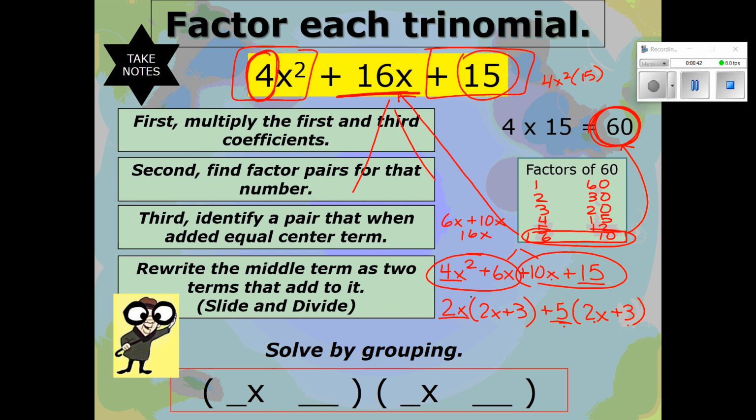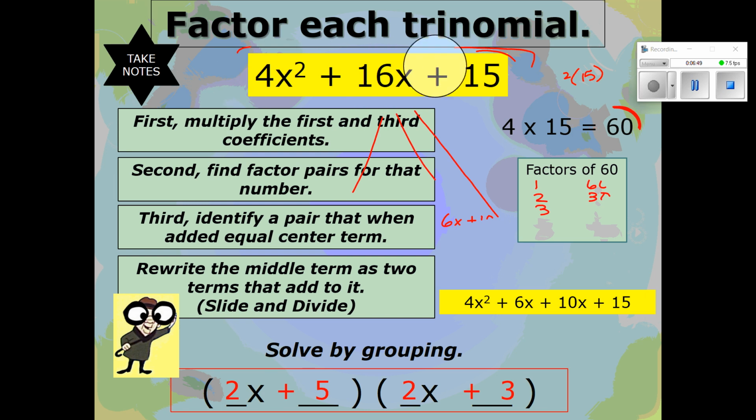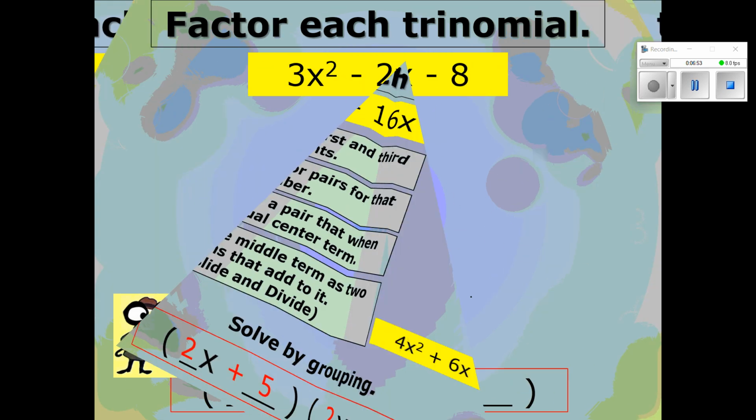So no real new steps for you. There's just a lot of steps to go through in order to get to the answer. Okay, let's go to the next one for another example.